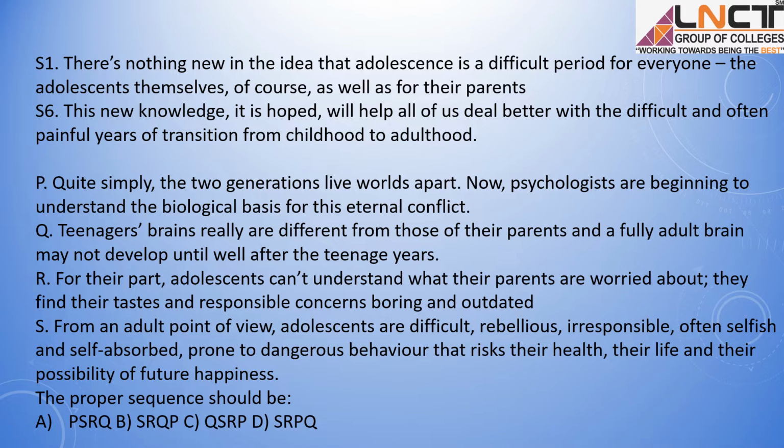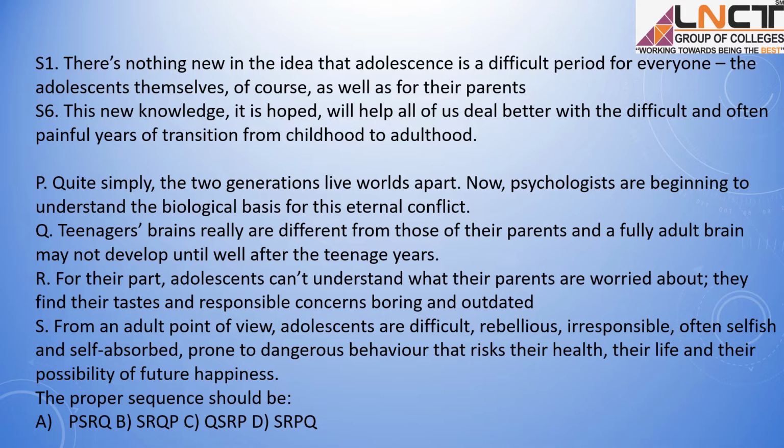Read this part again. Adolescents can't understand what their parents are worried about. So to be able to say this, you need a sentence in advance which has stated the worries of their parents. And I guess S, that is the fourth sentence, does exactly this. From an adult point of view, adolescents are difficult, rebellious, irresponsible. Yes, so I'm now sure. First we will have S and then R.